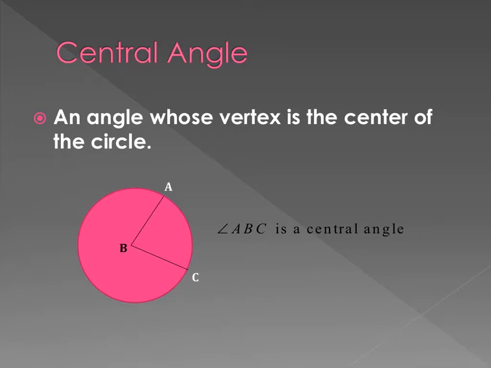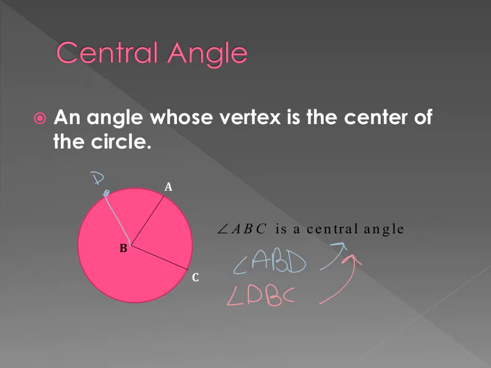So in the diagram that's there, angle ABC would be a central angle. If I added a point over here, angle ABD is also a central angle. And angle DBC is also a central angle. So the two sides are still radii, and the vertex is the center.